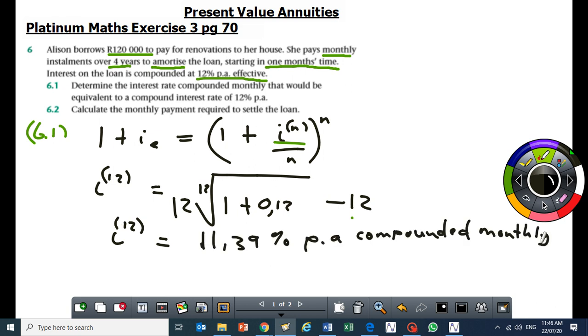With nominal interest rate, when you write it, you must write it as a percentage per annum compounded monthly. So in our calculation in 6.2, we are going to use this nominal interest rate to do our calculation. So in 6.2, that's where I'm going now.